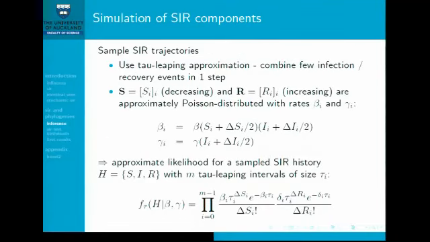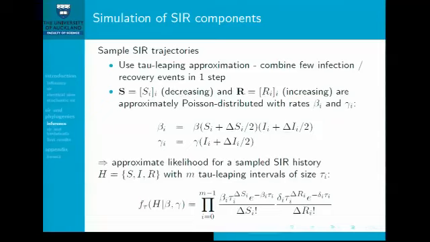So when I sample SIR trajectories, I need to compute a likelihood for them, and the likelihood, as I just mentioned, is approximated by a Poisson distribution. And so I might already start drawing a picture. No, I'll do it later, sorry.